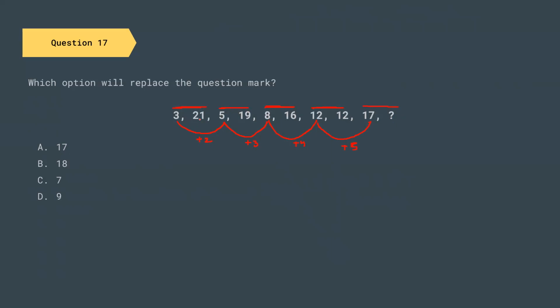Now 22 to 19 is minus 3. 19 to 16 is minus 3. 16 to 12 is minus 4. And 12 minus 5 is 7. So the unknown number in the series will be 7.